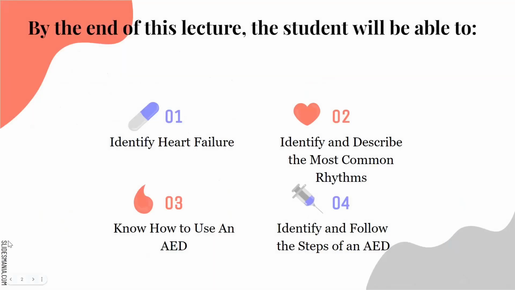By the end of this lecture, the student will be able to do several things. First, identify heart failure. So you'll actually know when heart failure is occurring and pretty much when they're going into cardiac arrest. Number two, identify and describe the most common rhythms. So there are two specific rhythms that will actually lead up into a heart attack. We're going to talk about those in ways you can almost, I won't say actually identify them because you're not in a hospital setting, but how to actually find the signs and symptoms prior to them actually having a heart attack. Number three, know how to use an AED, because again, that's very important.